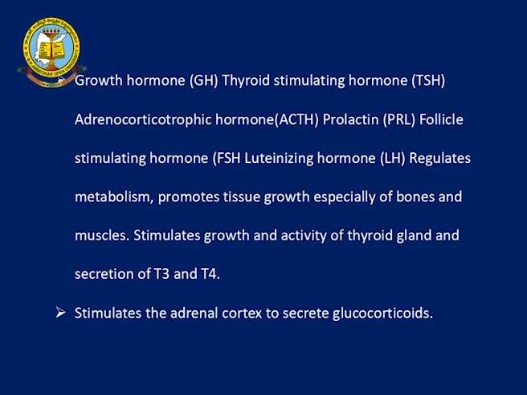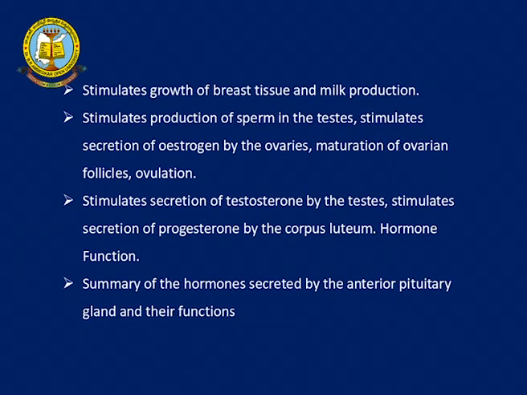These are the hormones we already discussed: growth hormone, TSH, ACTH, PRL, FSH and LH. They regulate metabolism and promote tissue growth, especially of bone and muscle, stimulate the growth and activity of the thyroid gland and secretion of T3 and T4. They stimulate the adrenal cortex to secrete glucocorticoids, stimulate growth of breast tissue and milk production, stimulate the production of sperm in the testes, and stimulate secretion of estrogen by the ovaries, maturation of the ovarian follicles and ovulation. They also stimulate secretion of testosterone by the testes, and secretion of progesterone by the corpus luteum. These are some of the hormones secreted by the anterior pituitary gland and their functions.